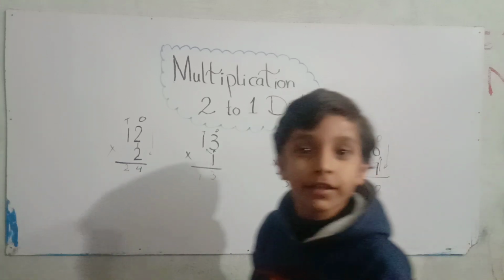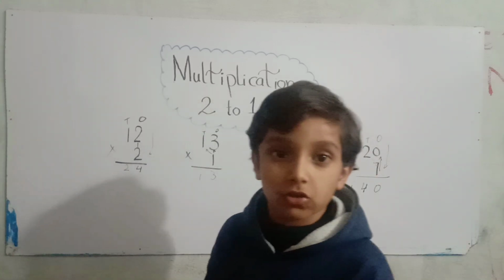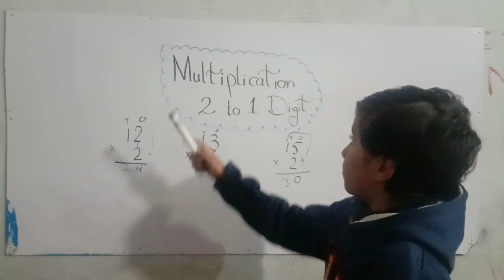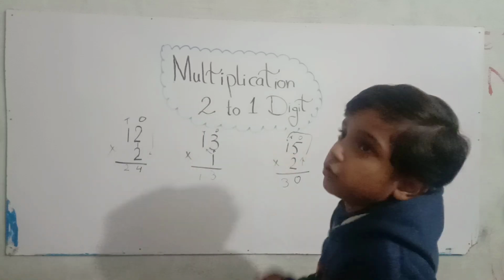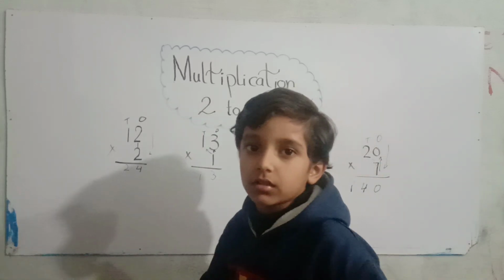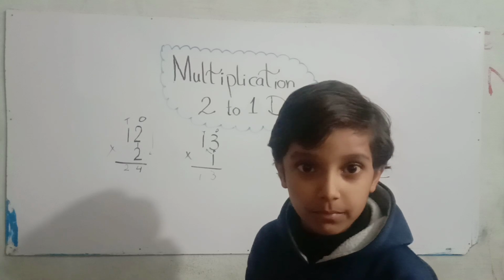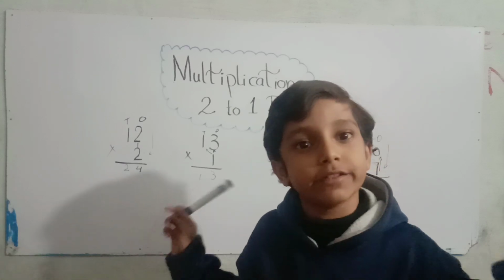So I will come in the second or third class. Multiplication of 2 digits is a hard way because math gets harder and harder.